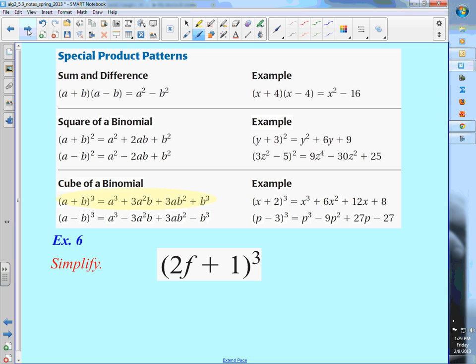Now, you guys know a plus b times a minus b. When you multiply, you get difference of the squares. You know how to square a binomial. 9 words, square the first, twice the product, square the last, and you get these two results. Now we need to talk about cubing binomials.